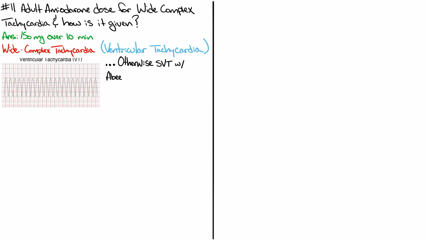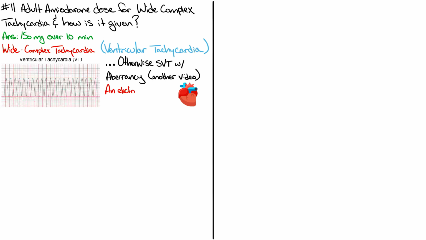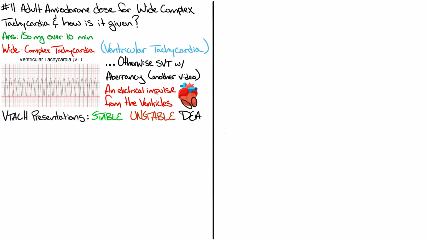You can have SVT with aberrancy, which is going to cause a wide complex fast rhythm. But for this question, ventricular tachycardia is what I am referring to. Traditionally, ventricular tachycardia will present in one of three ways. Your patient is either stable, unstable, or dead.